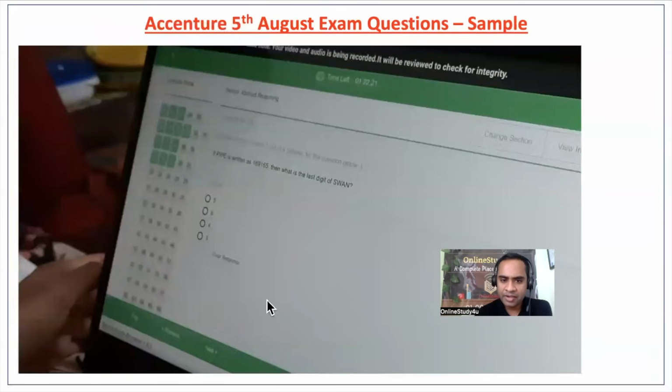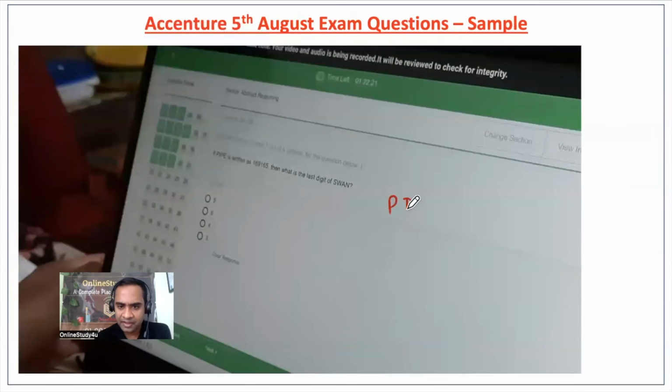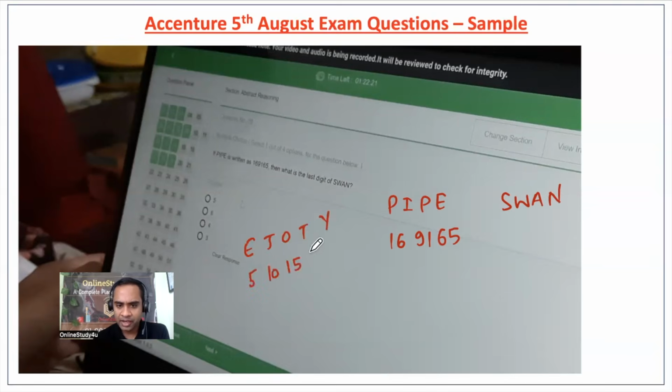Okay, now friends, in this question what they have mentioned is, if PIPE is written as 169165, you might not be able to see, then what is the last digit in SWAN? So friends, whenever this kind of question comes, you have to use position values. So 5, 10, 15, and 20 and 25, right? So what is the position of P? O is 15, so the position of P is 16.